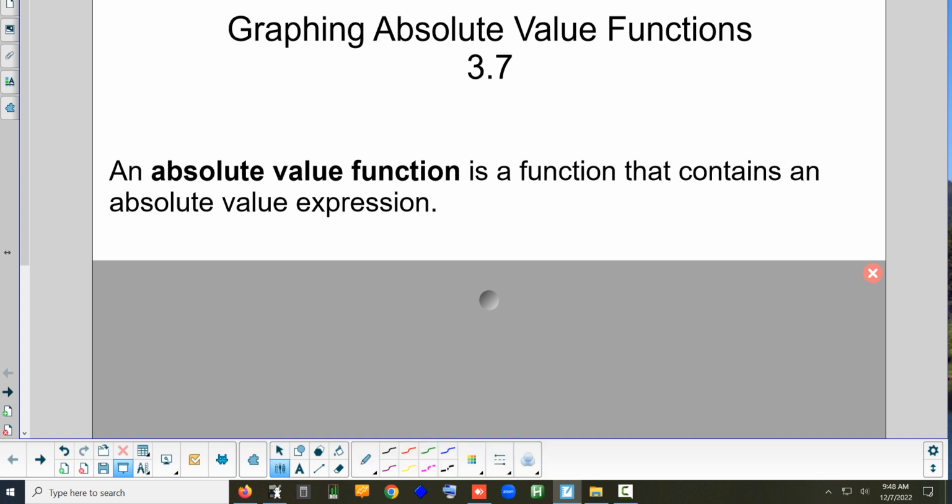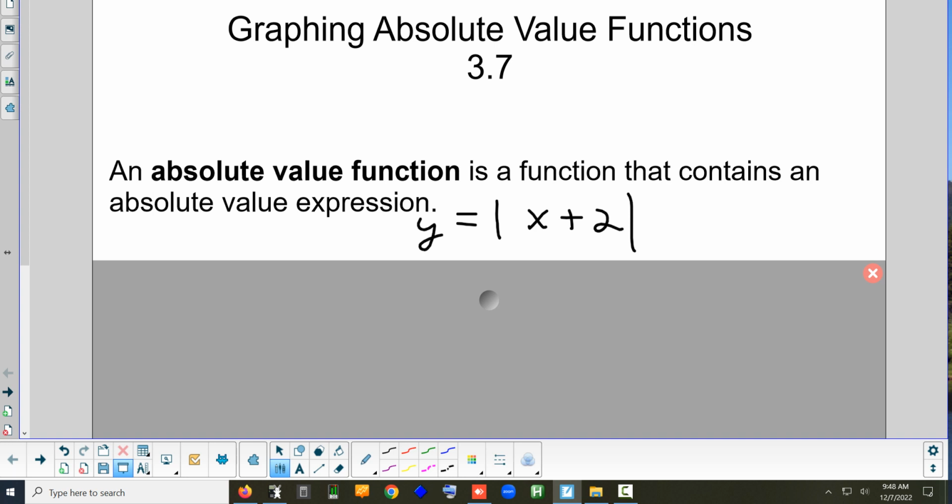Okay, so how do you know if you have an absolute value expression? Exactly what Abby just said. You're going to see 2 bars, something like this. That's an absolute value expression. Set it equal to y. Now you have an absolute value equation or function.